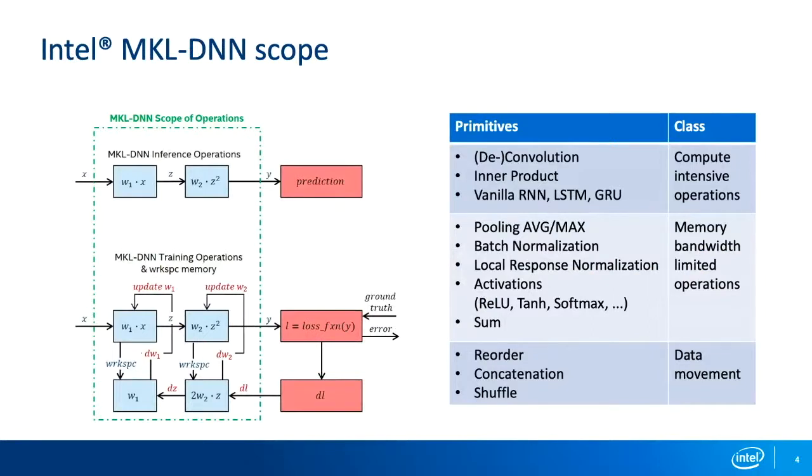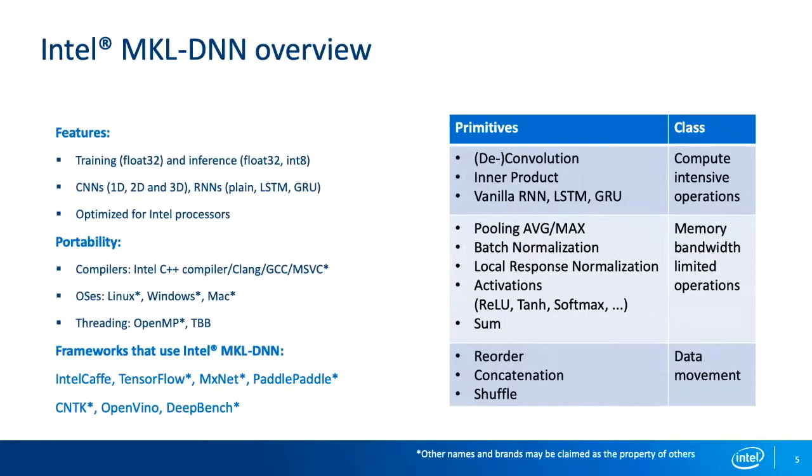This is the primitive coverage. If you want to read them off, you can. But the idea is maybe convolution is what we'll write fast, not how to use the convolution. Inner product, activations, reorders, those kinds of things. The take-home message here is it's compiler independent, it's OS agnostic, it's open source, these kinds of things.